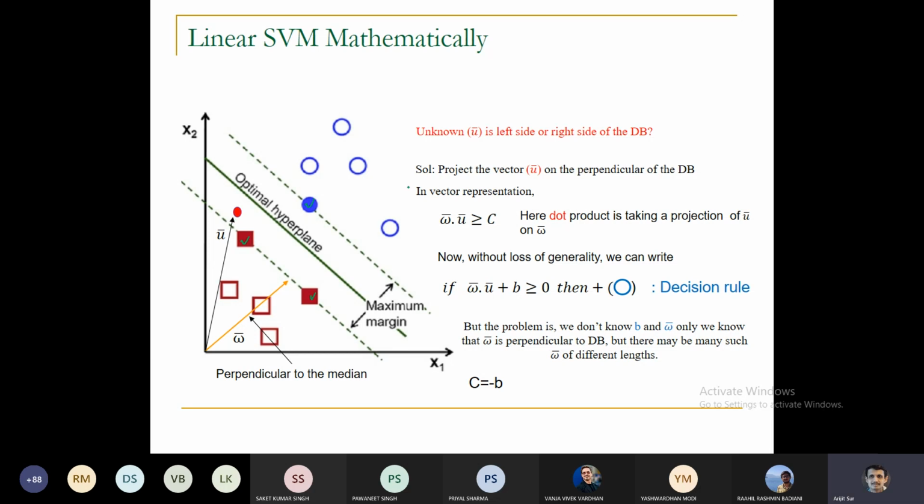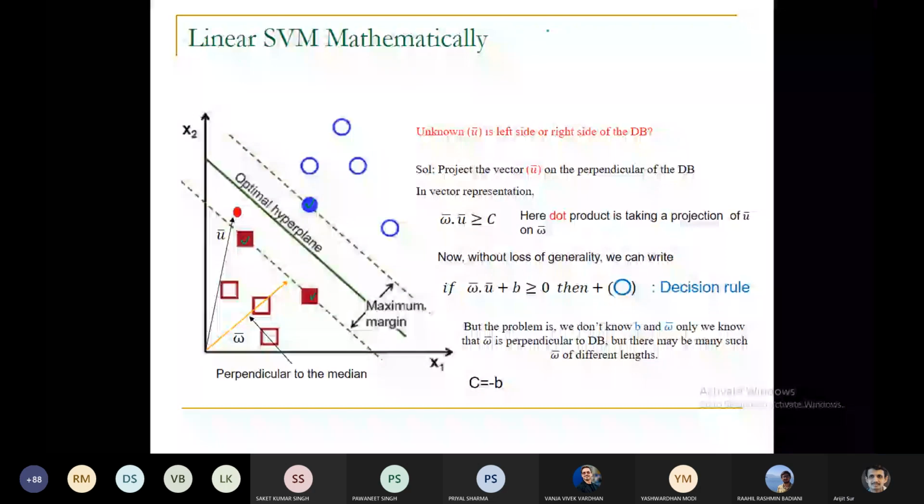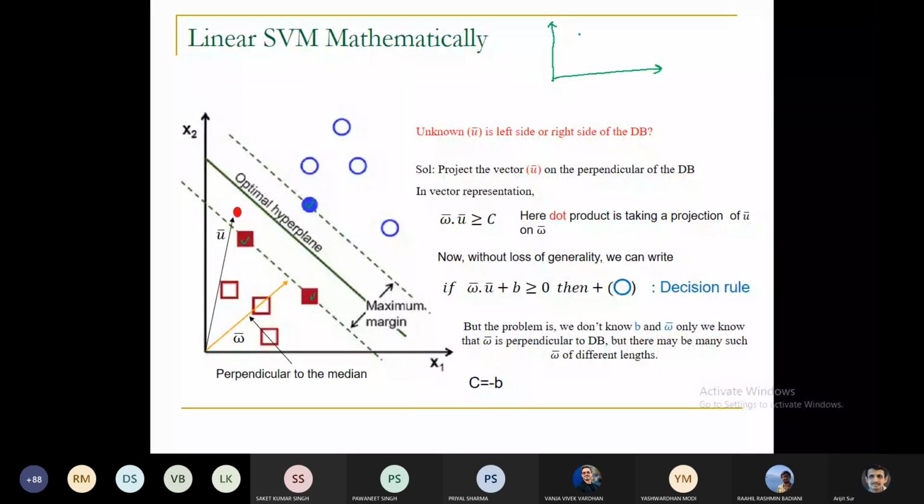Now what we are trying to find is how we can know which side of the decision boundary this particular U is on. So in vector representation, we have to project this vector U onto the perpendicular to the decision boundary. So what is the perpendicular? This is the idea actually. Okay, so this is U. Let this be the point.